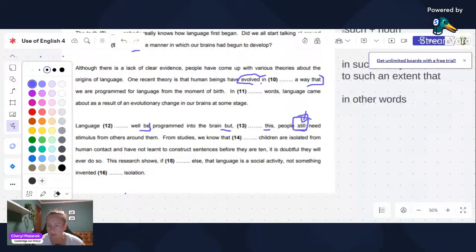Sandy, you have a question. Could it be "if anything else"? I think you're talking about number 15 here. So this research shows "if anything else". No? So this is not a fixed phrase.